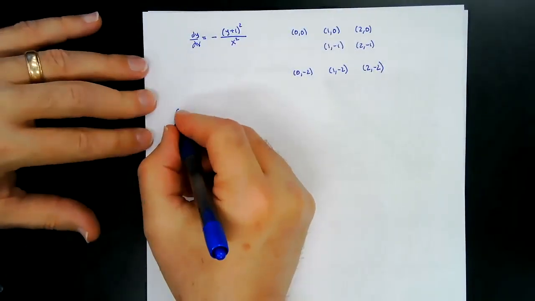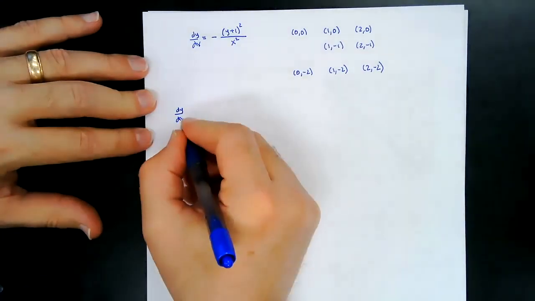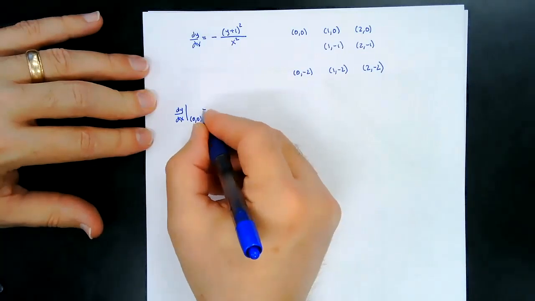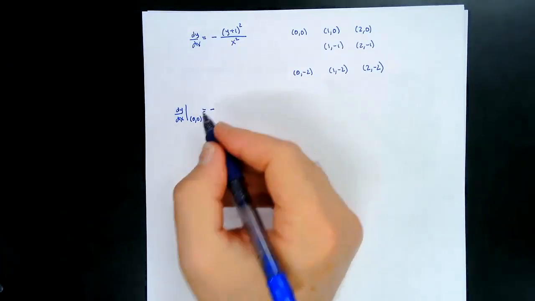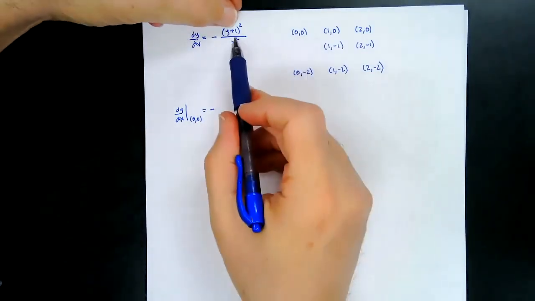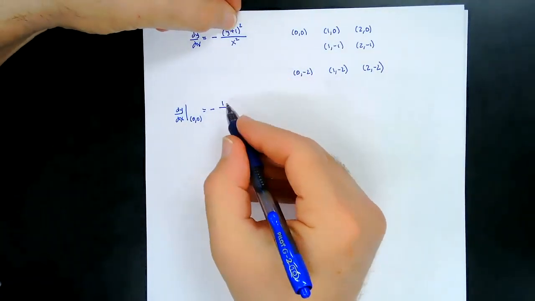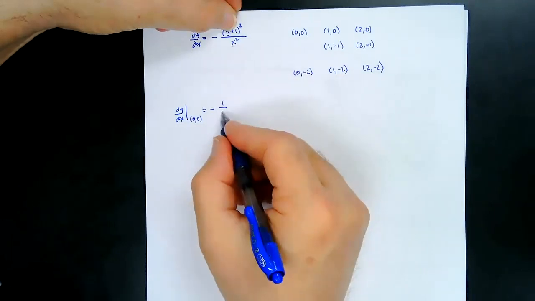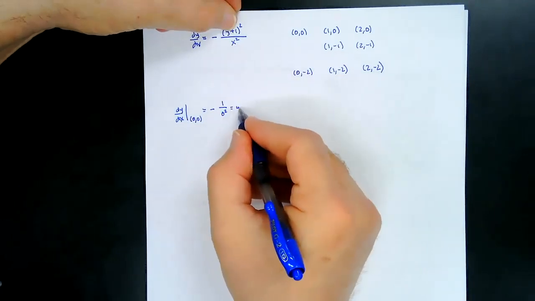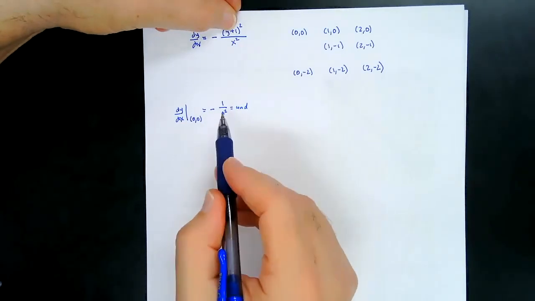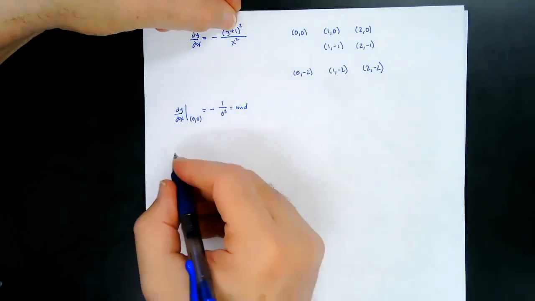All right. Okay, so we're going to do dy over dx at 0, 0, and that would equal a negative, and then when we put y in here, 0 plus 1, that'd be 1 squared, that'd be 1 over, and we put 0 in here, 0 squared, right? So that makes this undefined, right? So that's going to make this be vertical, right? A vertical tangent, okay?